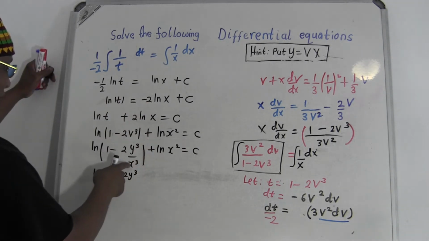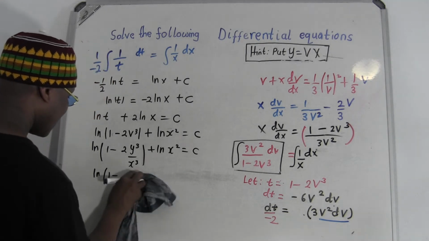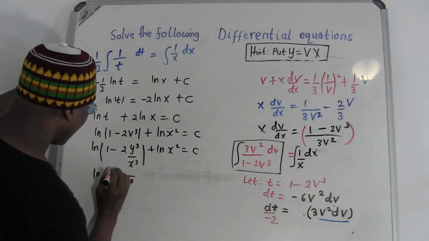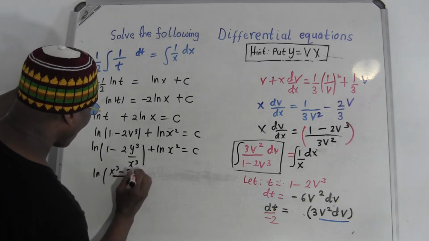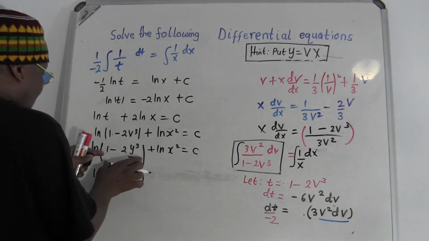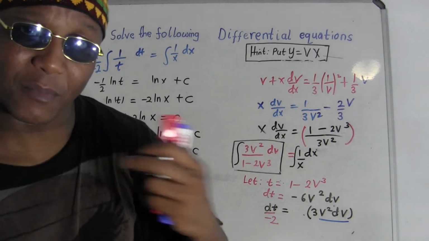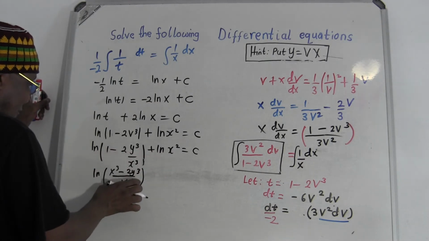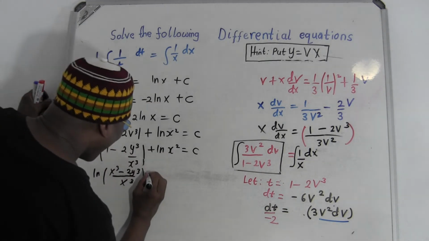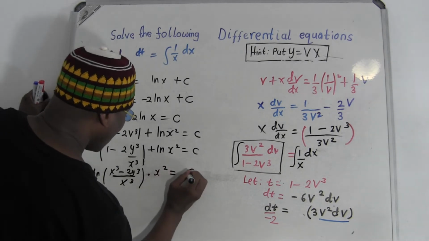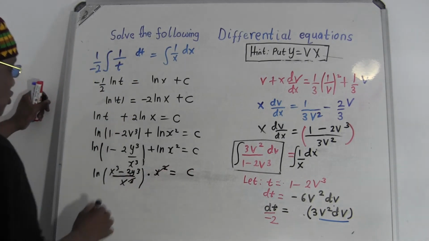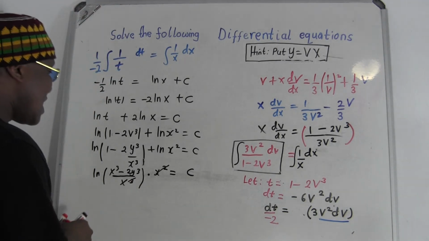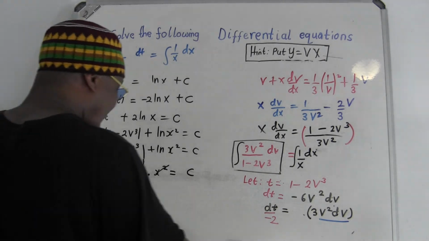Let me find the common denominator here. It's going to be x cubed, and here it's going to become x cubed minus 2y cubed. For this part alone, I have to find the common denominator and put them together. Then, from the ln rule, I take ln of whatever we have, and then we multiply by x squared equal to c. So the x's cancel, and I'm only left with x at the denominator. I don't want to go too far down, so I can just finish up here.